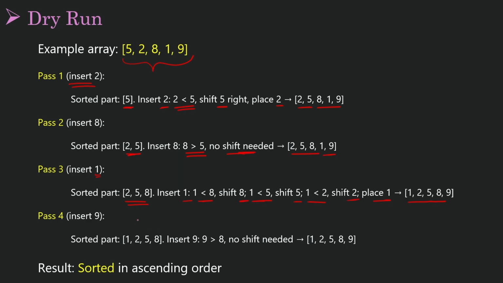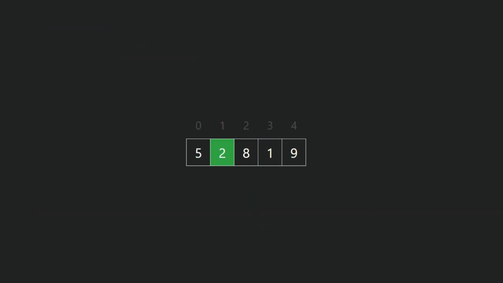Pass 4, insert 9. Sorted part, 1, 2, 5, 8. Insert 9. 9 greater than 8, no shift needed. 1, 2, 5, 8, 9. The array's sorted. See how the sorted part grows? That's awesome. It feels like sorting cards.